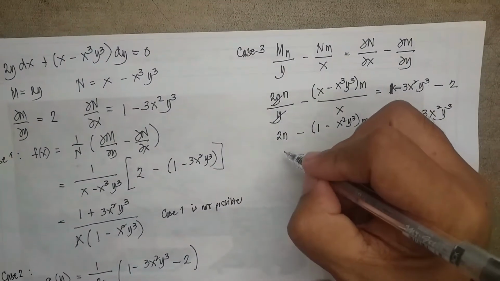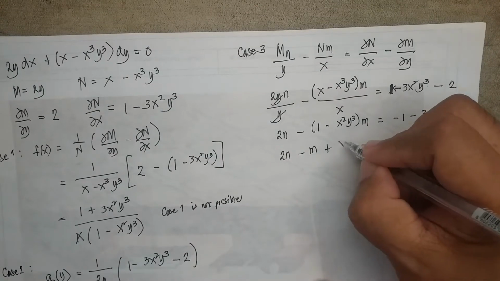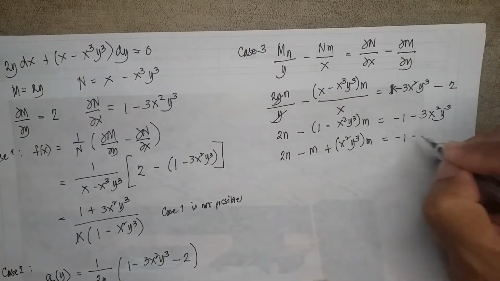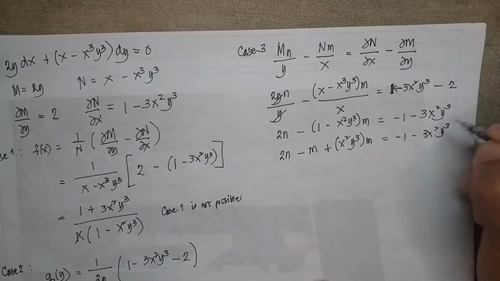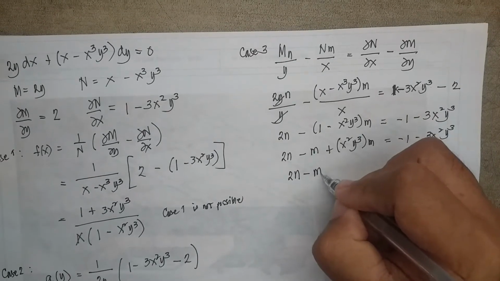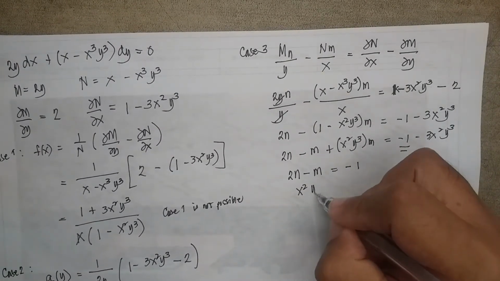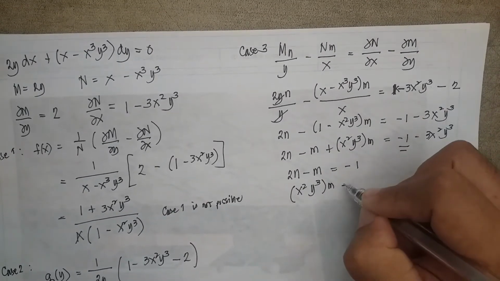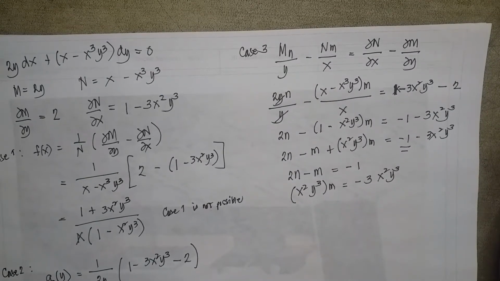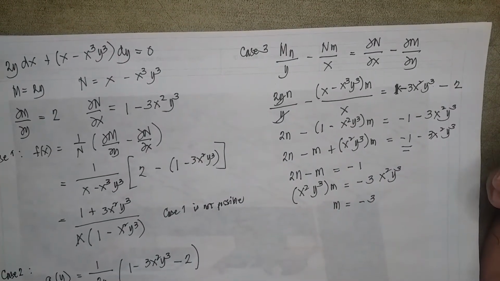Okay? So we have 2m minus n plus x squared y cubed n is equal to negative 1 minus 3x squared y cubed. So by comparison, we have 2m minus n can be equated to negative 1, and your x squared y cubed n can be equated to negative 3x squared y cubed. And in doing so, your n here is equal to negative 3. Okay? So n is equal to negative 3.